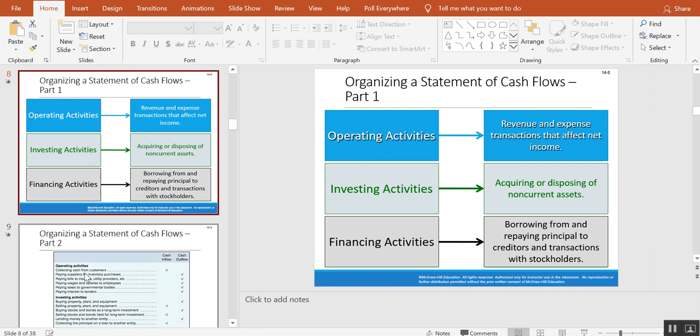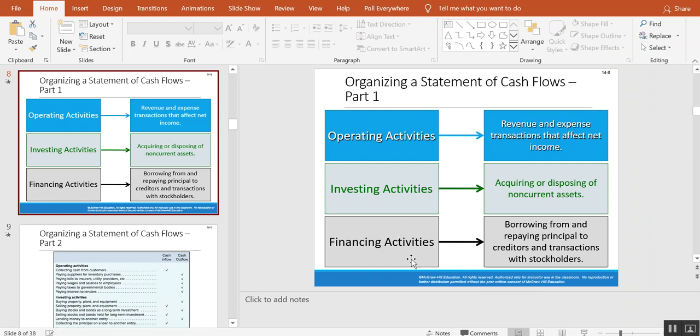We're going to have operating activities. These are going to be all revenue and expense transactions that affect net income. We're going to have investing activities, which includes, and this is not necessarily purchasing stock or saving money in the bank, but this is going to include acquiring or disposing of any non-current assets. So when we say investing activities on the statement of cash flows, what we mean is we may be purchasing or selling some long-term assets.